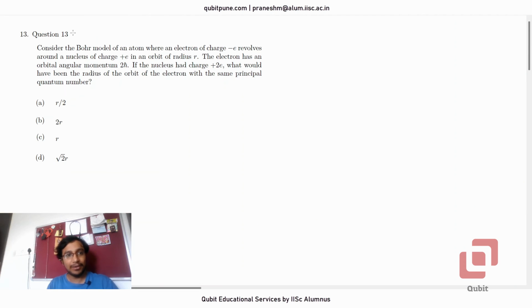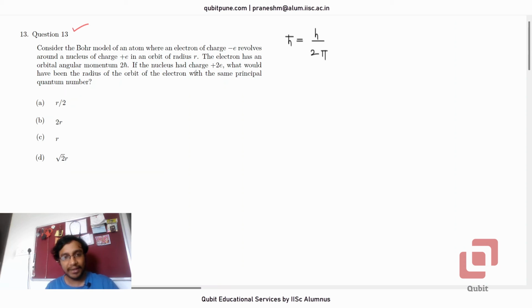Question number 13 on atoms. Consider the Bohr model of an atom where an electron of charge negative e revolves around a nucleus of charge positive e in an orbit of radius r. The electron has an orbital angular momentum 2 into h upon 2 pi. Remember, h bar is actually h upon 2 pi. And the angular momentum of the electron is 2 into h upon 2 pi.